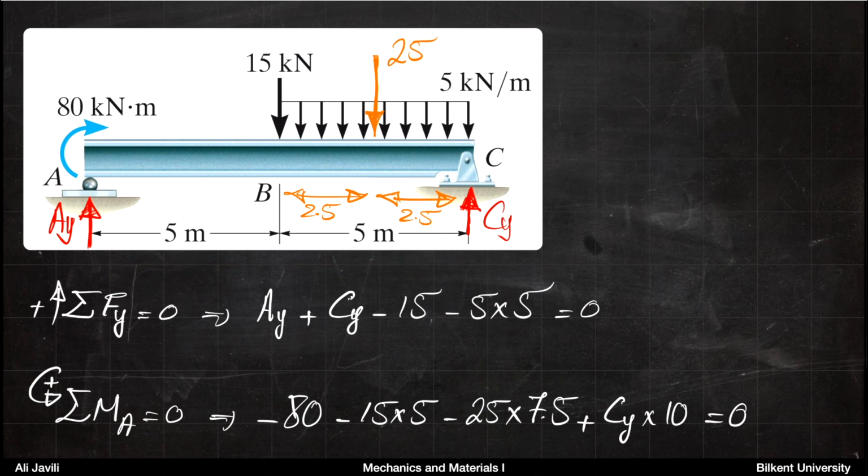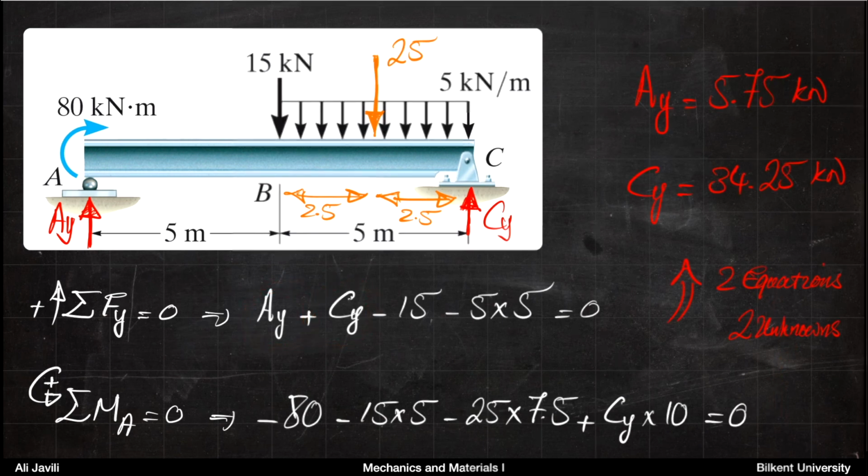Okay, now looking at these two equations, you have two unknowns, Ay and Cy. So two equations, two unknowns. You can calculate the reactions from the support. At point A, the reaction is 5.75 kilonewton, and at point C, the reaction is 34.25 kilonewton.